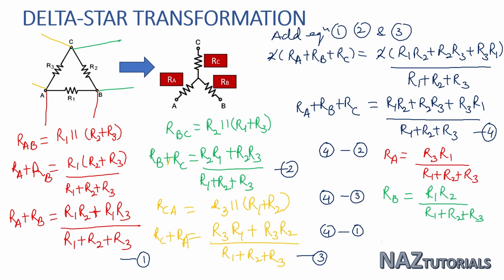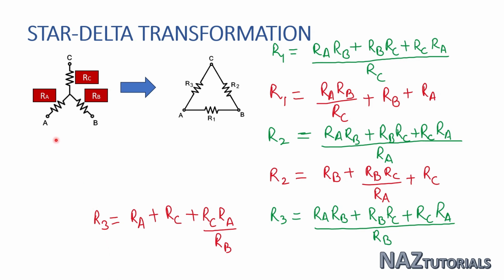Now if you see the value of the last equation, that is 4 minus 1, you can see from the left hand side you will get RC, and on the right hand side R1 R2 and R1 R3 are subtracted, so you will get R2 R3. So the value of RC is R2 R3 divided by R1 plus R2 plus R3. So these are the formulas for delta to star transformation.